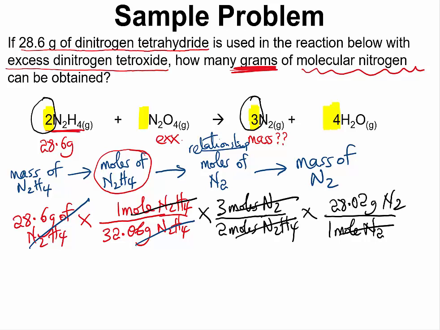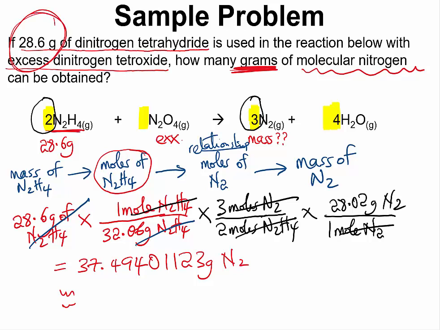And then we will use the calculator to complete the rest. If you use your calculator, you should get 37.49 grams of nitrogen gas, which you should then round to 3 significant figures based on the measurement given to you. That will be 37.5 grams of nitrogen.